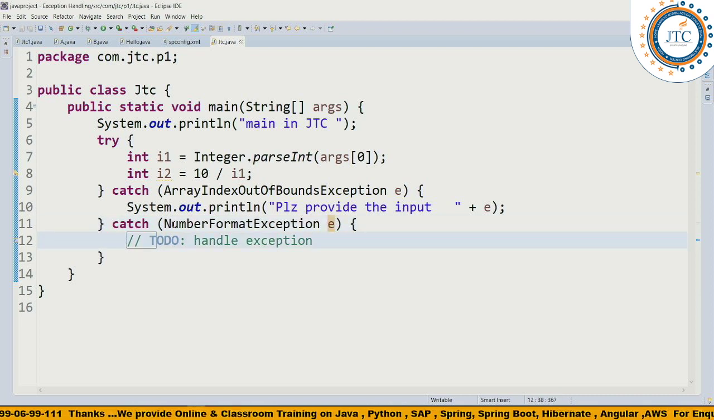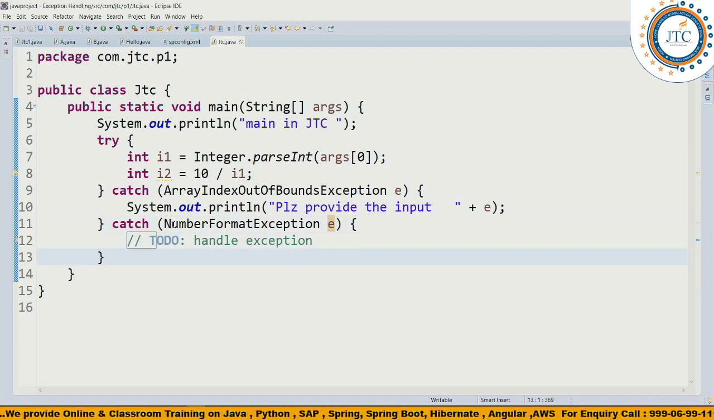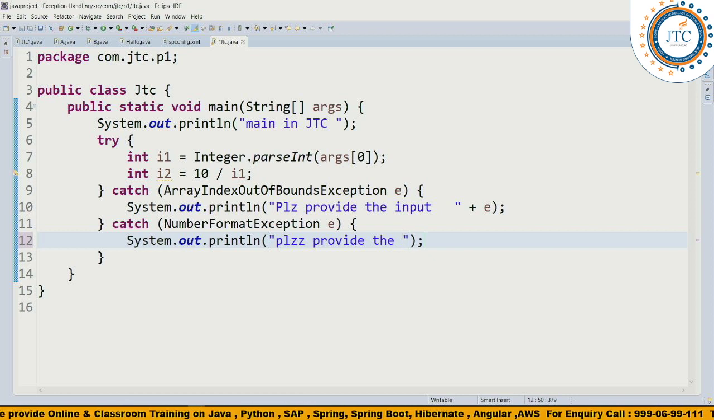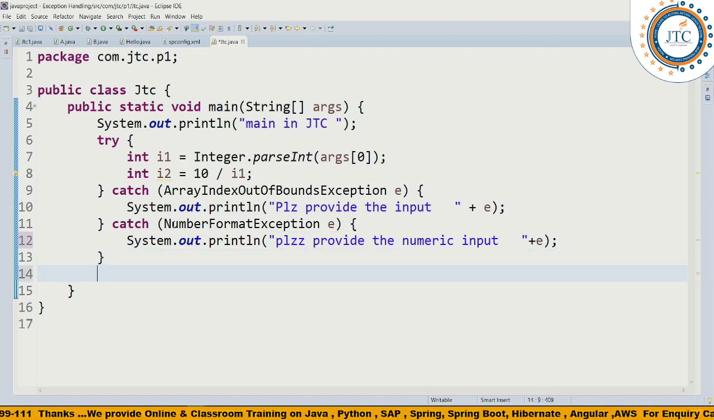Even in this, I will make clear what all things you should remember while writing multiple catch blocks. Here in this, guys, you should check it out now. Here I am writing: please provide the numeric input, and associated with this, plus E I am writing. This is also one point which I have given.